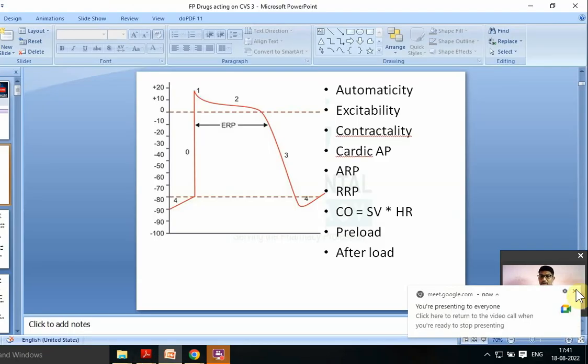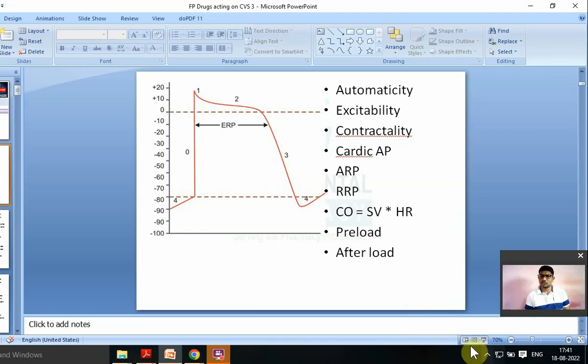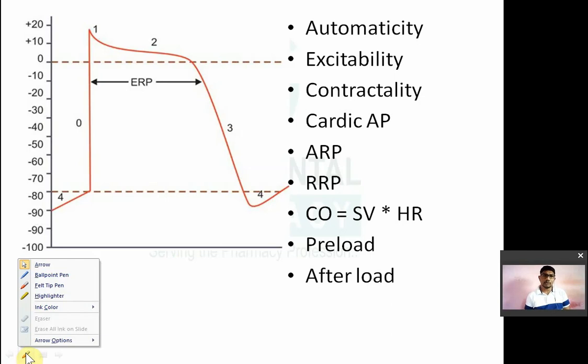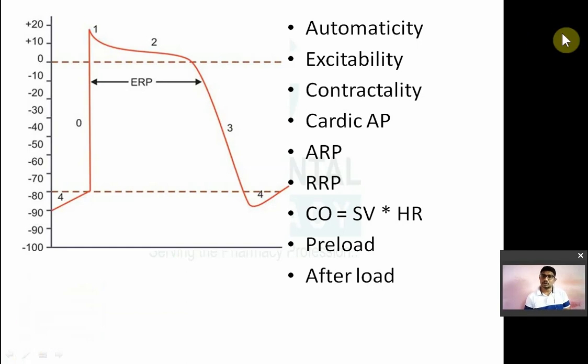This automaticity is highest in the SA node of your heart, and then the AV node also has automaticity. Every element in the conduction system, like the SA node, AV node and Purkinje fibers, every cell in these elements has automaticity. Automaticity means the property of the cardiac cell to undergo spontaneous diastolic depolarization.